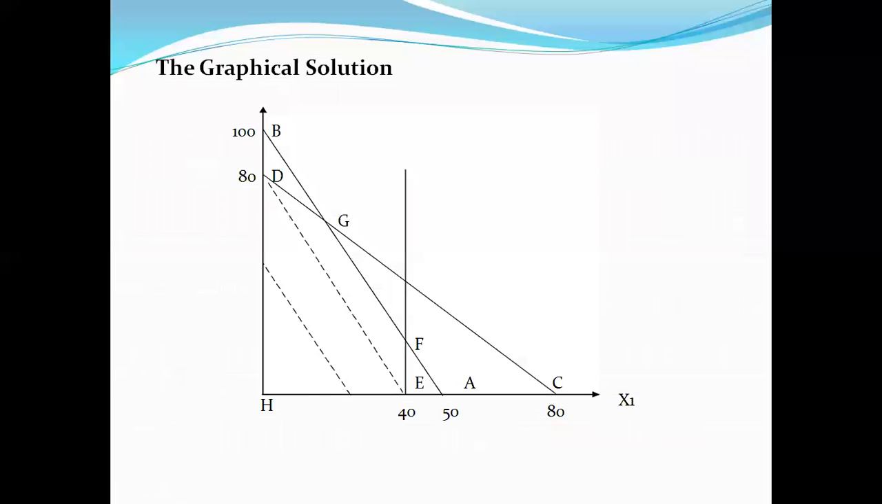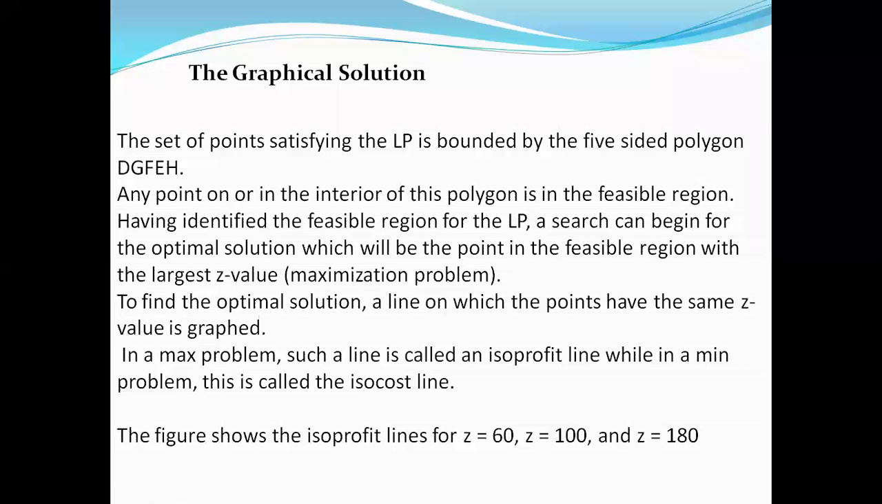So, having identified this feasible region for the linear programming, the search for an optimal solution begins. Optimal solution here means the shortest path of solution or simplification of the values, the path that gives the maximum feasible region with the largest z value, that is, the maximization of the problem.